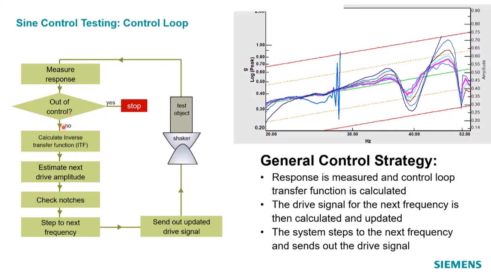And if it's not out of control, if we're all okay, then we go through and compute the inverse transfer function, estimate the next drive amplitude at the next frequency step, and then check for notches if we got a response limit sensors around the structure. And then we step to the next frequency, send out the next updated drive signal based on our measured transfer function, and that is our closed loop control algorithm. So that's how it all works.